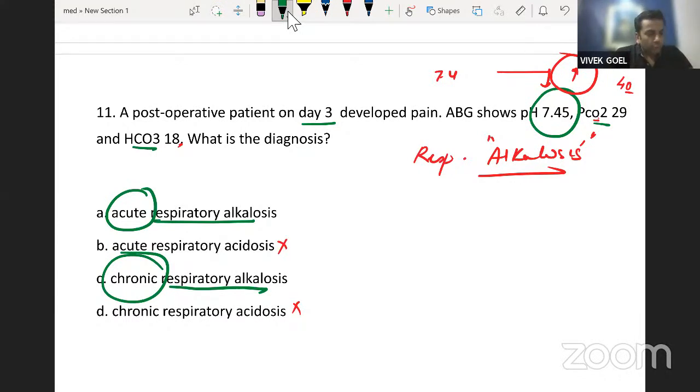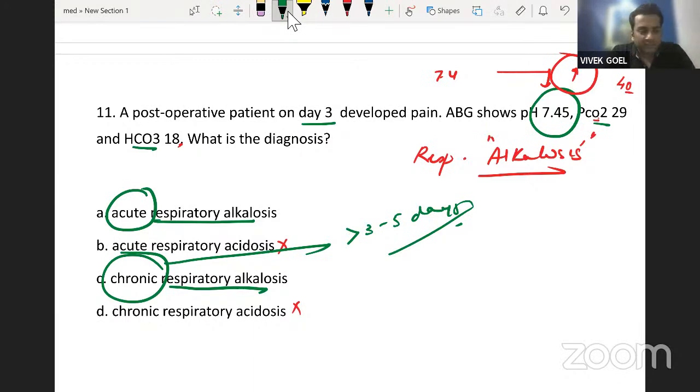The acuteness or chronicity depends upon the history. You can only understand whether it's an acute disorder or a chronic disorder depending upon the history. So what is chronic respiratory alkalosis? When the disorder persists for more than 3 to 5 days. If the respiratory alkalosis has persisted for at least more than 72 hours, only then can you say that it is a chronic respiratory alkalosis.